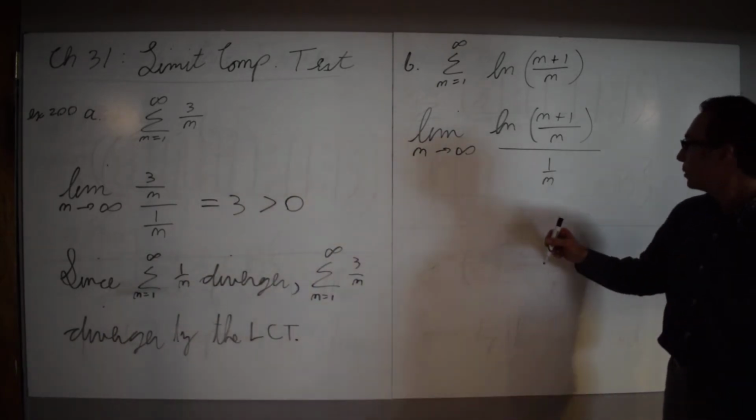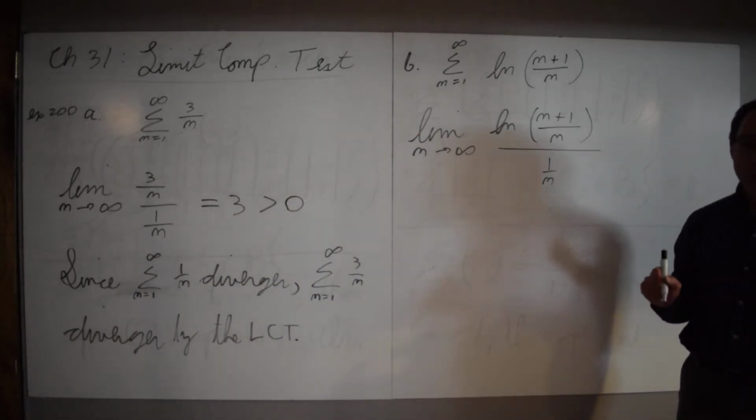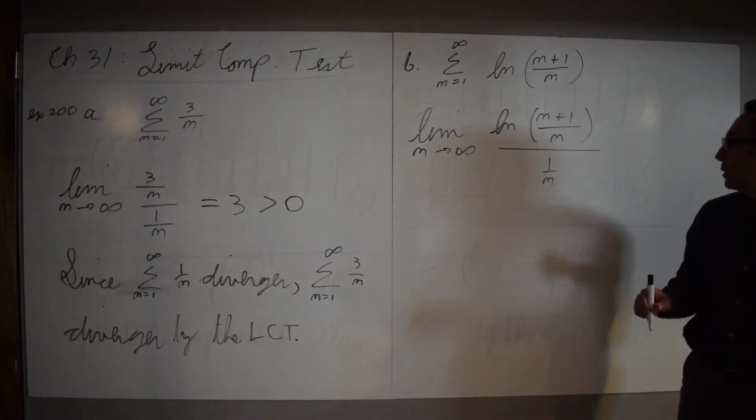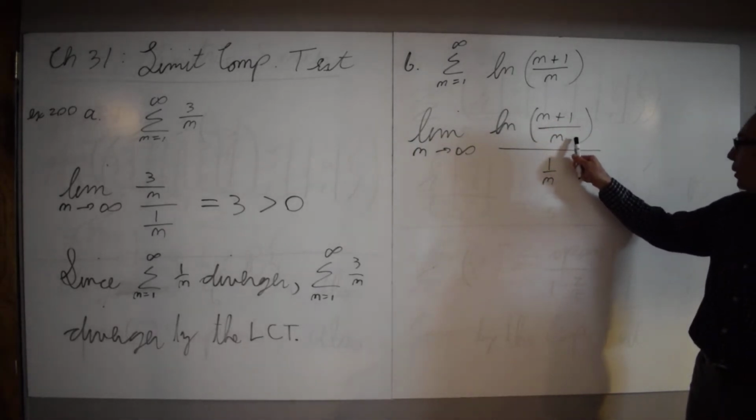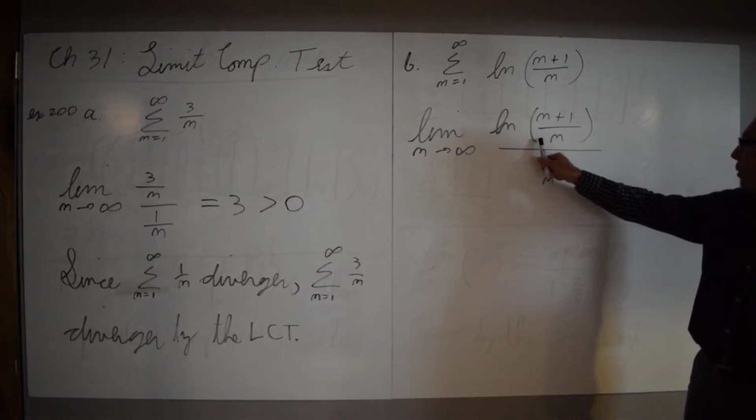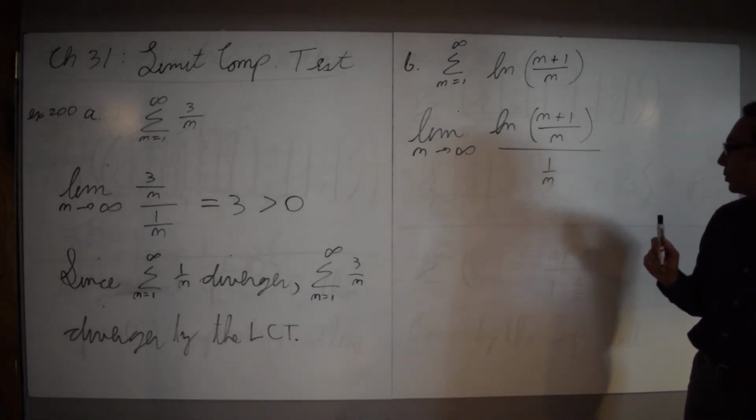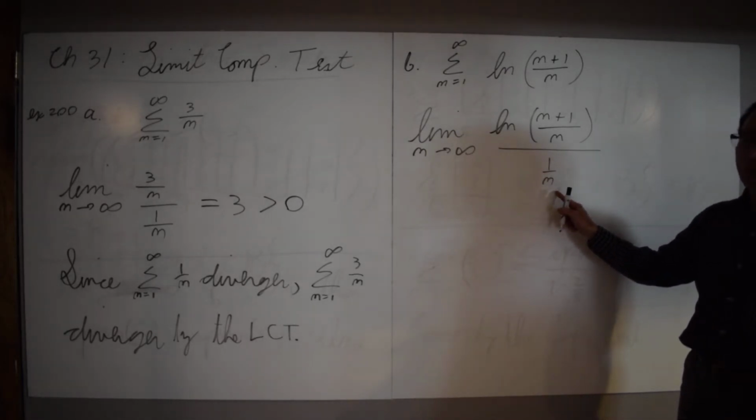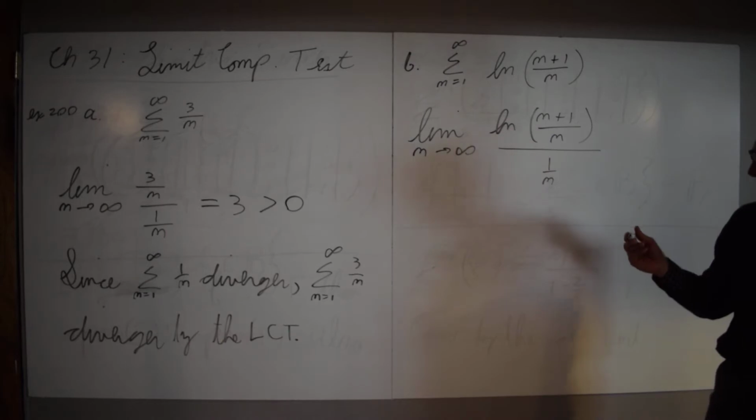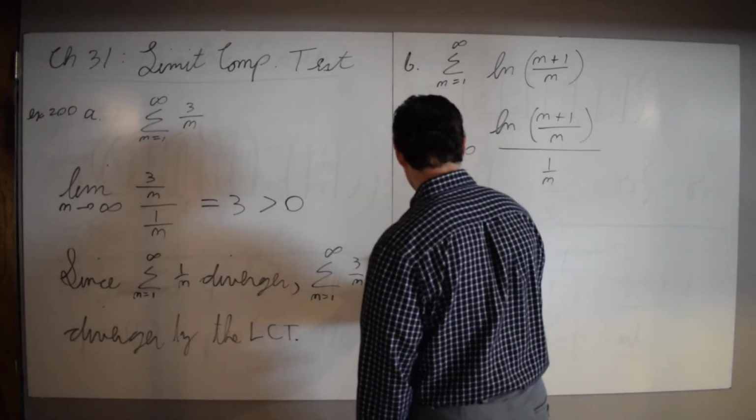So we look at this, and the first thing we notice is we have an indeterminate form of type 0 over 0. As n goes to infinity, n plus 1 over n goes to 1. Natural log of something going to 1 goes to 0. And 1 over n, of course, the limit as n goes to infinity of 1 over n is 0. So we apply L'Hopital's rule.